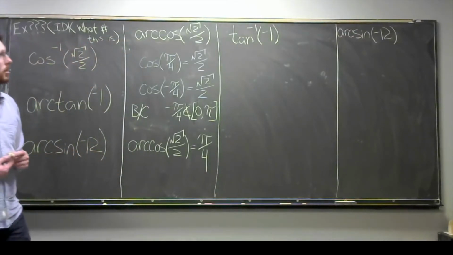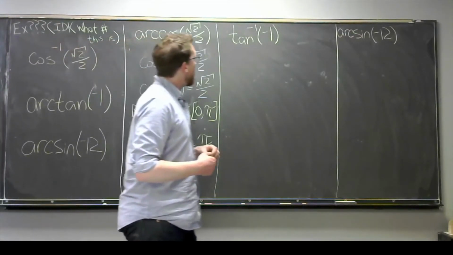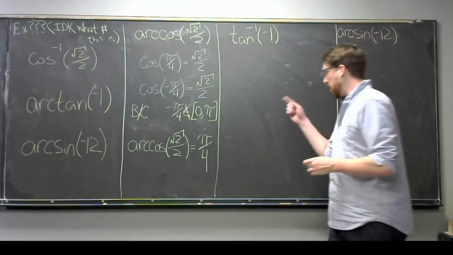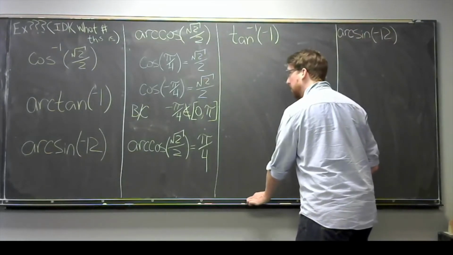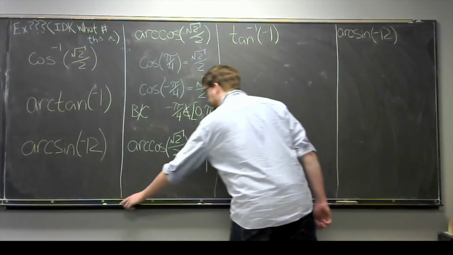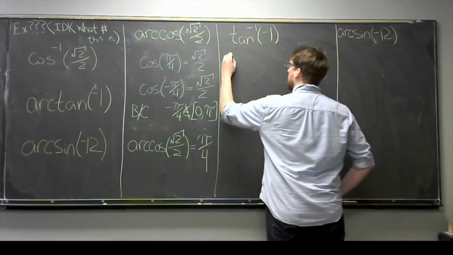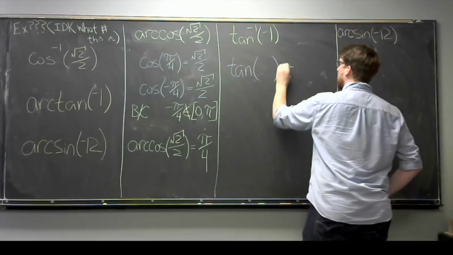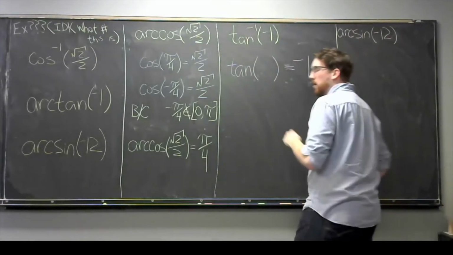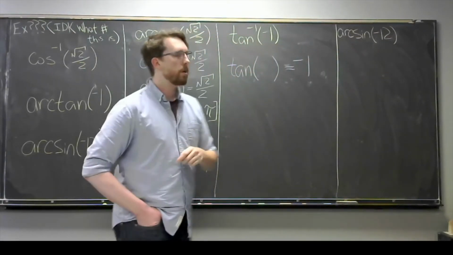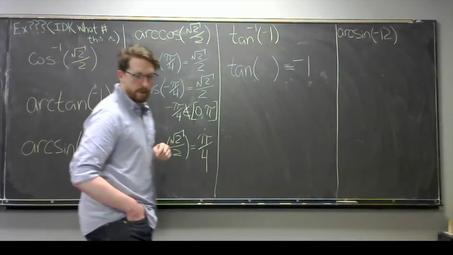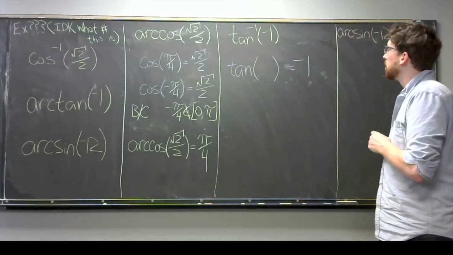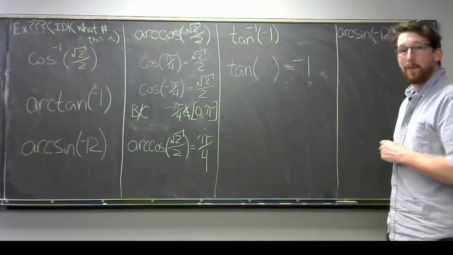Okay, what about tangent inverse of negative 1? Well, tangent is equal to negative 1 only at one spot. It's negative pi over 4, right?